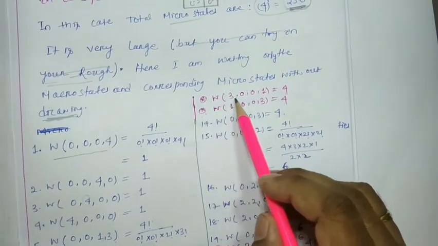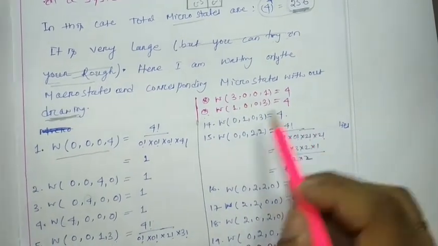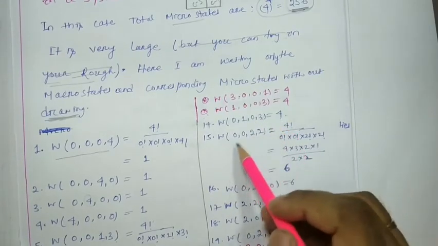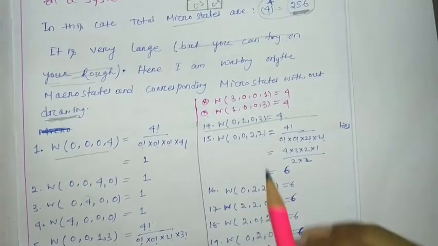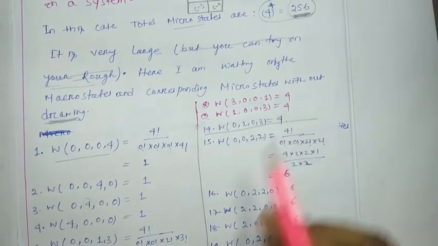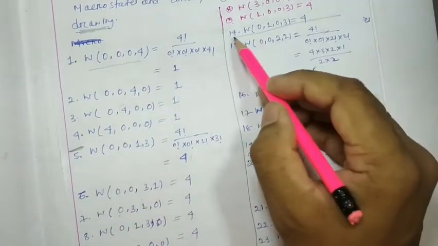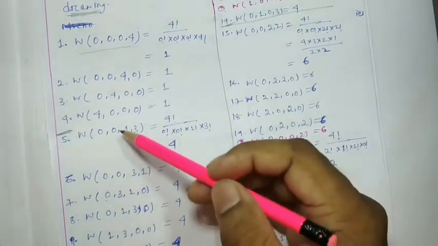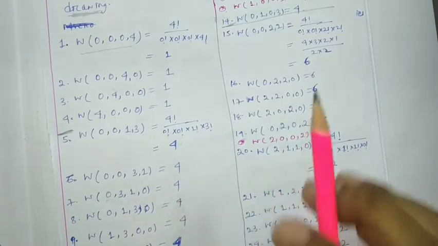So W(3,0,0,1) will be 4, W(1,0,0,3) also, sorry, 4, then W(0,1,0,3) will be 4. So up to this much, 1 3 means one compartment contains 1 and another compartment contains 3. The possible arrangements are these, from 5 to this much. So all these macrostates have 4 microstates.